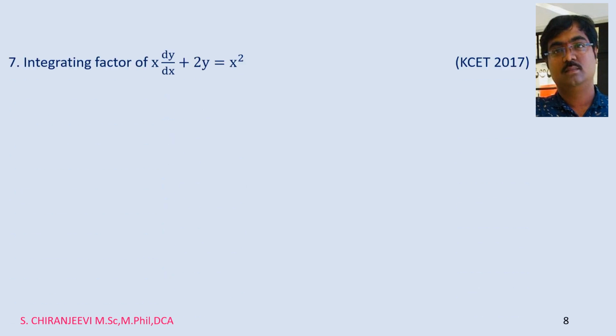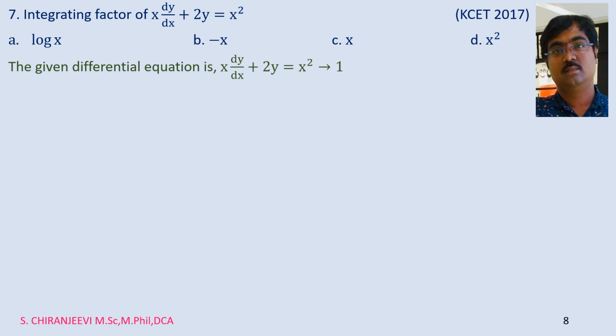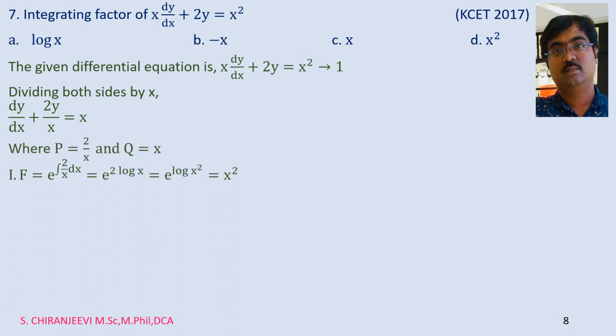The next problem, integrating factor of x into dy by dx plus 2y equal to x square, which is asked in the year 2017. Options are given below. The differential equation is x dy by dx plus 2y equal to x square. Dividing both sides by x, dy by dx plus 2y by x equal to x. P is 2 by x. Integrating factor e power integral 2 by x dx equal to e power 2 log x, which is e power log x square. So e and log cancel, which is x square. So the option is D.